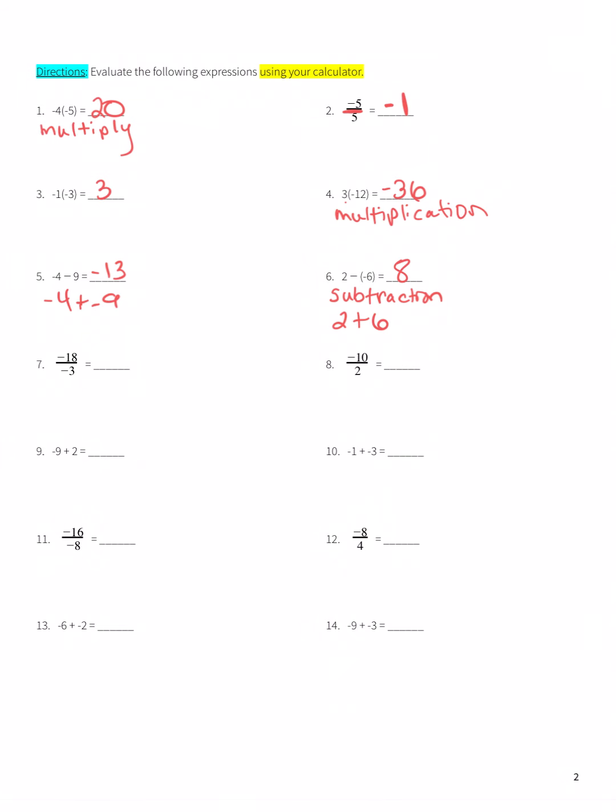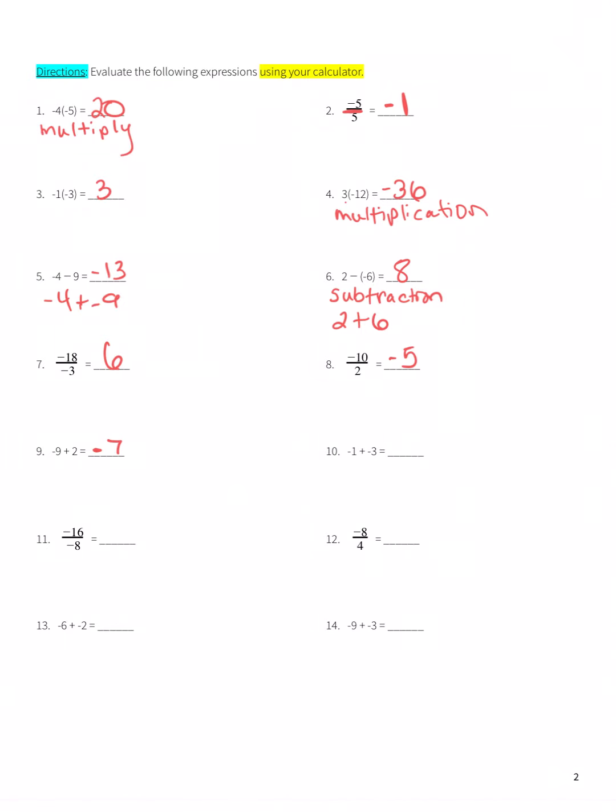All right, here we go. Negative divided by a negative is a positive. A negative divided by a positive, different signs. The answer is negative. Negative 9 plus 2. When we're adding two numbers with different signs, the answer is the same sign as the number with the larger absolute value, or the number that's farthest from 0. Negative 9 is farther from 0 than 2, so my answer is negative. How much more negative? 7.